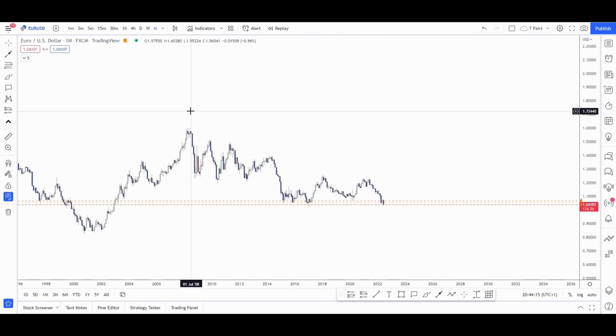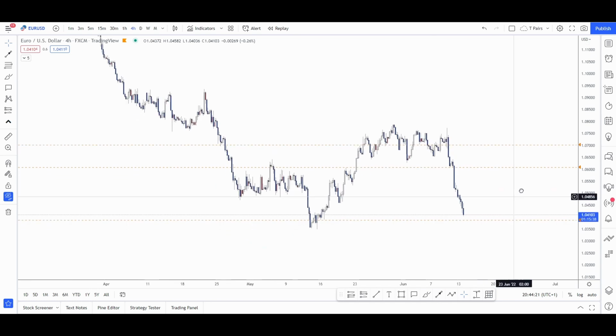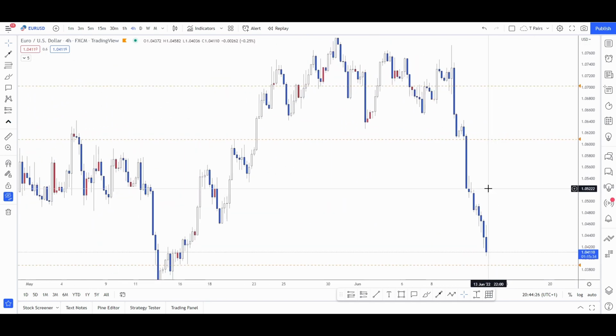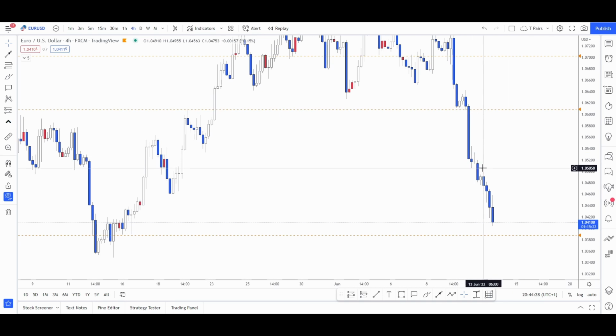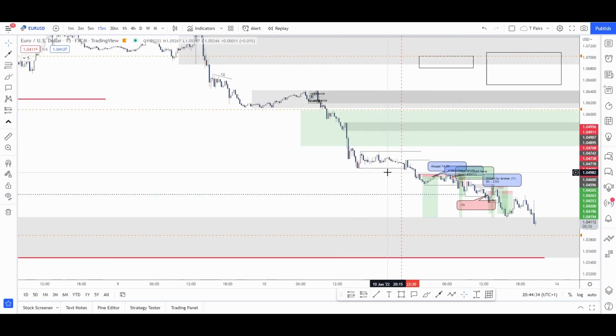Euro was strong back in 2008, and it's just slowly tumbling. All right, so back to the 4 hour. Essentially the market has been dropping all day. Now, I want to show you where the opportunities were to get involved and what I'm doing to mark up my charts. I'm just going to flick onto the 15 minute and talk you through my thought process throughout the day.